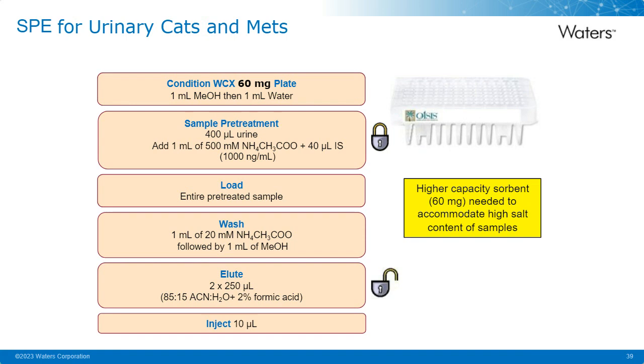We use a WCX plate. In this case, we're looking at a 60 milligram plate. The sample pre-treatment, as you can see, we're adding 1 mL of basically half molar ammonium acetate to buffer the highly acidified sample. We can then load that. We do a wash, again, at pH 7 to make sure that all our ion exchange is working properly, followed by a mL of methanol. And then we elute under acidic conditions. In this case, we're using HILIC chromatography, so we elute in 85% acetonitrile.